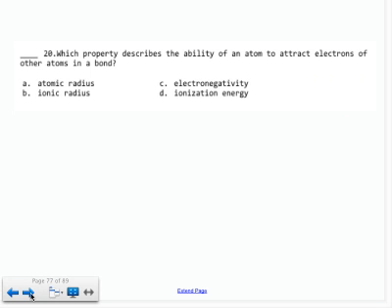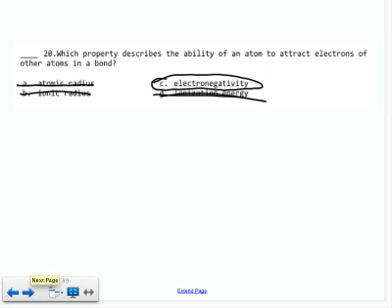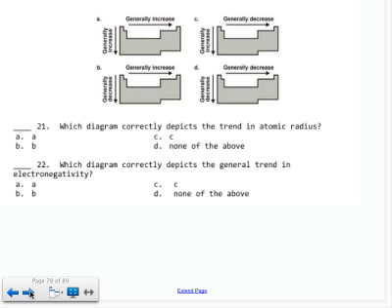Which property describes the ability of an atom to attract electrons of other atoms in a bond? The atomic radius is the size of a neutral atom. The ionic radius is the size it has when it forms an ion. The electronegativity, that is the element's ability to attract electrons. Ionization energy has to do with how much energy it takes to get electrons away from an atom. So that's C.